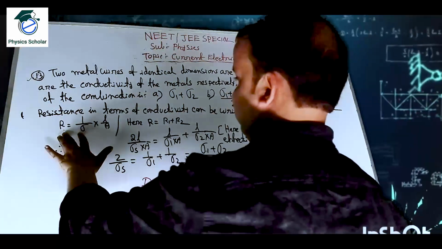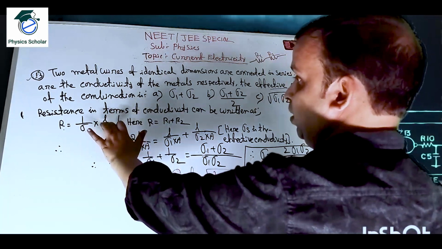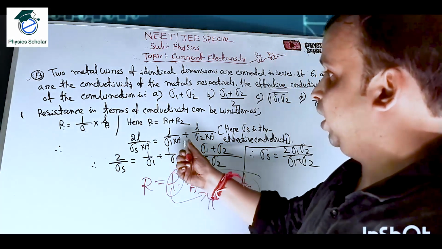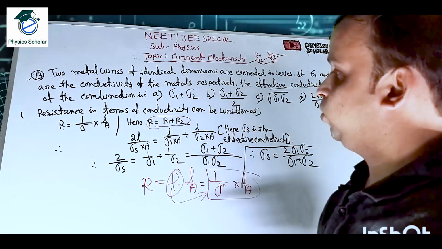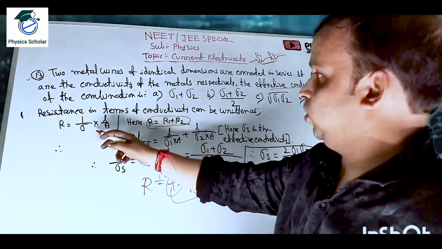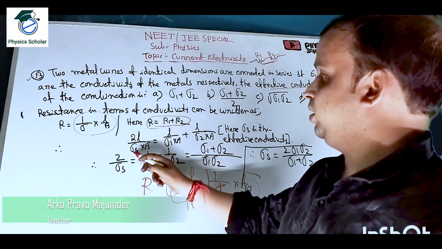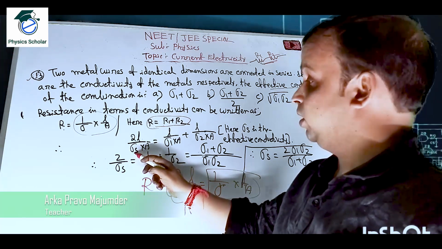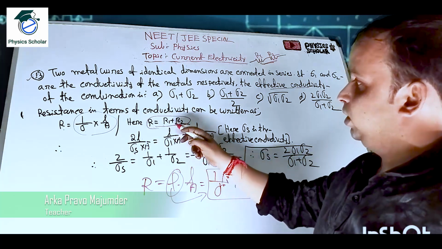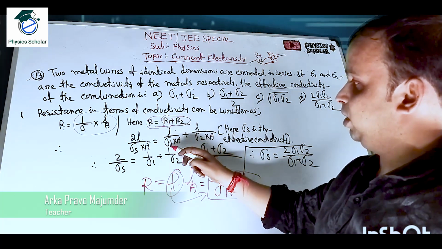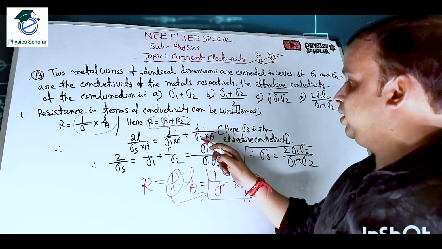Clear? So I have written R is equal to 1 by sigma into L by A. Now as these are connected in series, the equivalent resistance will be R is equal to R1 plus R2. For the combination, the length is 2L, with the effective conductivity sigma S and A the cross-sectional area. So R is equal to 2L by sigma S into A, which equals L divided by sigma 1 into A plus L divided by sigma 2 into A.